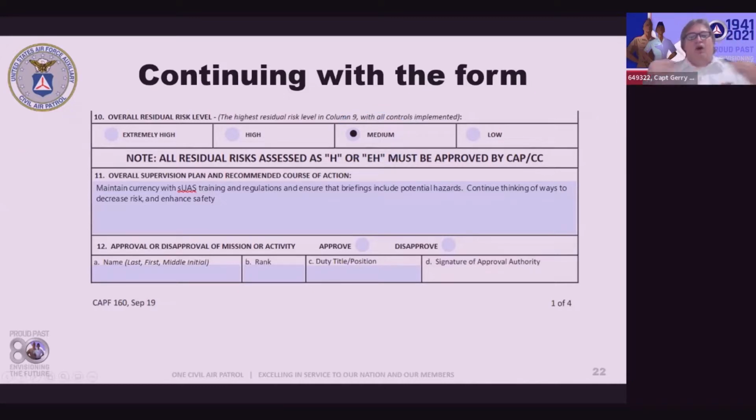So I've created an all-purpose overall plan and a recommended course of action. I want to maintain currency with SUAS training and regulations and ensure that briefings include potential hazards. Continue thinking of ways to decrease risk and enhance safety. So if you have this overarching form, where you're going to tailor it is in your briefing. You're not going to talk about foxholes and rabbit holes if you're on a beach, right? Although foxholes and rabbit holes are potential hazards out in the woods, because what happens if you encounter a foxhole? Your foot goes in it, you're liable to sprain your ankle, right? So you've got a little bit of a risk. How often does it occur? Very rarely, but it's still a risk.